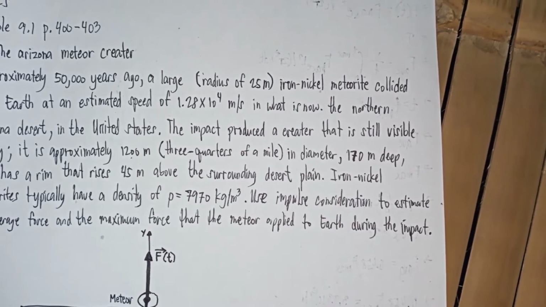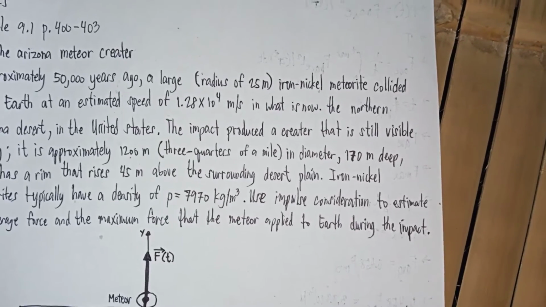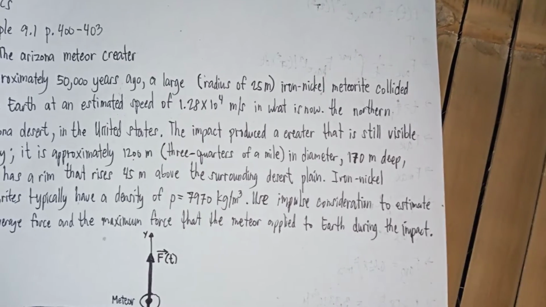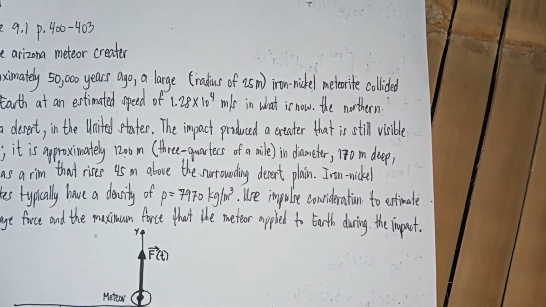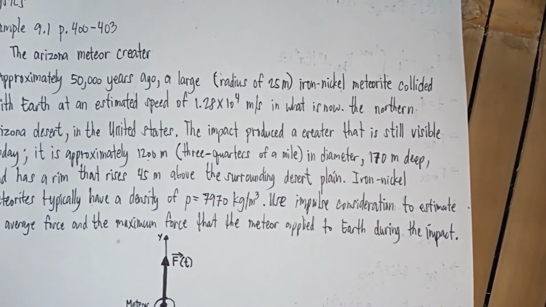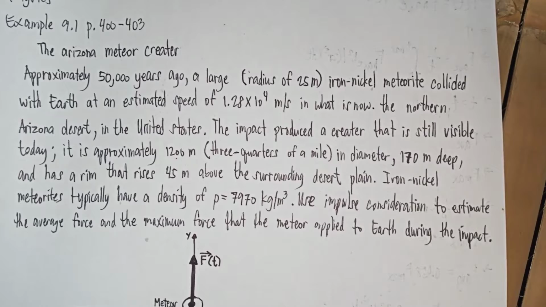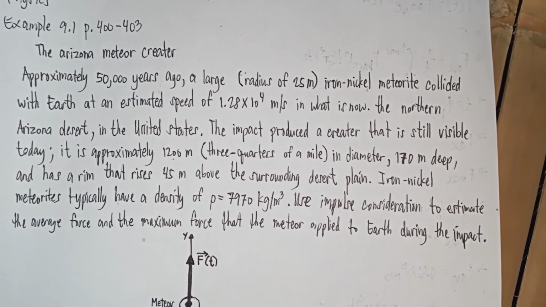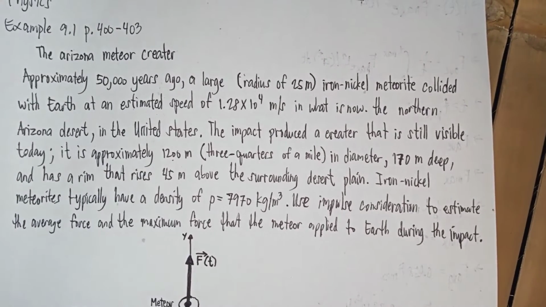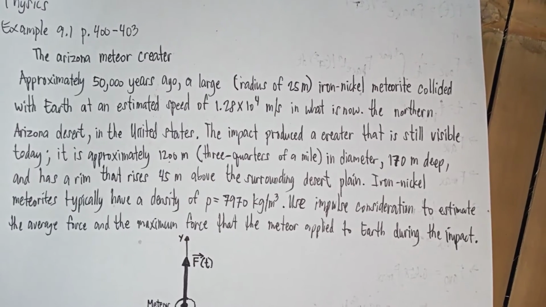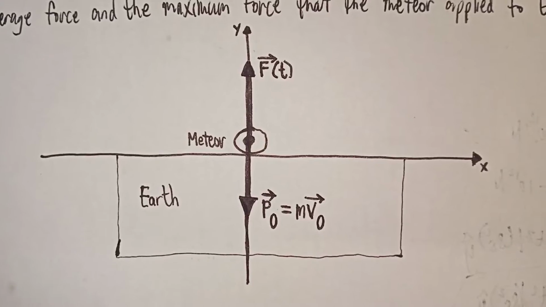Iron-nickel meteorites typically have a density of rho equals 7,970 kilograms per meter cubed. Use impulse considerations to estimate the average force and the maximum force that the meteor applied to Earth during the impact. The diagram.